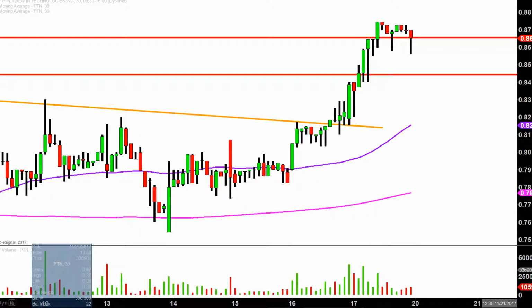Real quick, what do I mean by 30-minute in case maybe you're new to charts? Instead of each one of these candlesticks representing one day's worth of price action, which is what you would normally see, each one represents 30 minutes. So all this here may look like several days worth of time. It's actually just today's price action broken down into 30-minute time slices.